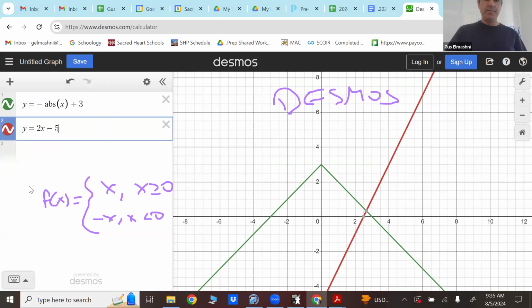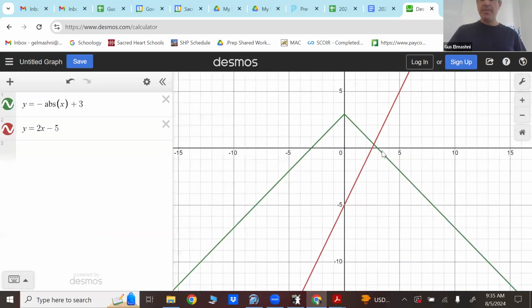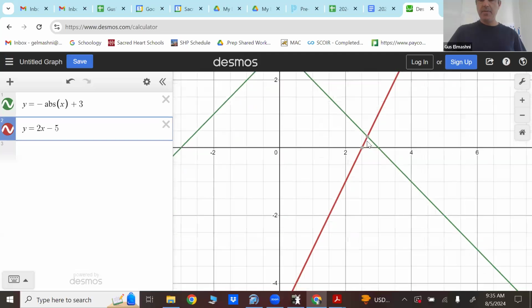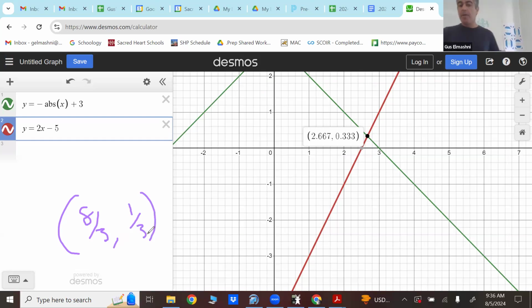Cool. And that's where you touch. You only touch once, as the graph shows us. And that's 8/3, I think. Comma 1/3. Which actually makes both of them happy if you plug it into either equation. You should get the same result.